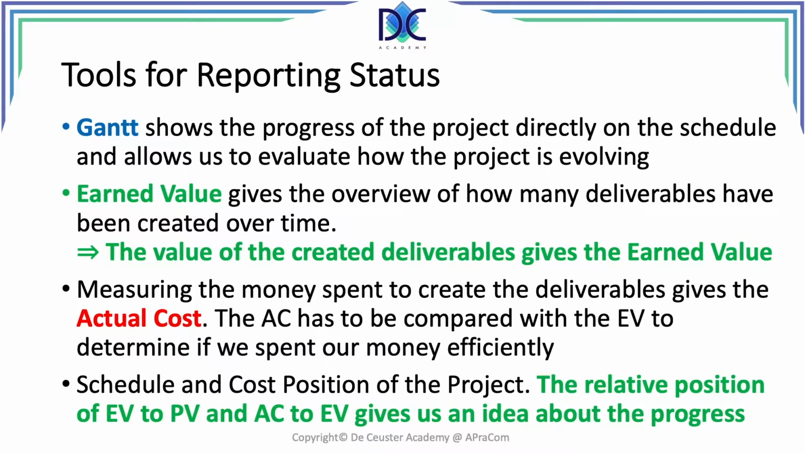The next element that we have to measure is the actual cost. How much money are we actually spending to create those deliverables? And we have to compare the actual cost with the earned value, and their relative position will tell us how we are spending our money to create the deliverables. The schedule and cost position of the project relates to the relative position of the earned value to the planned value, and the actual cost to the earned value. Those relative positions give us an idea about the progress of the project. We will talk about that later when we are looking deeper into these different examples.